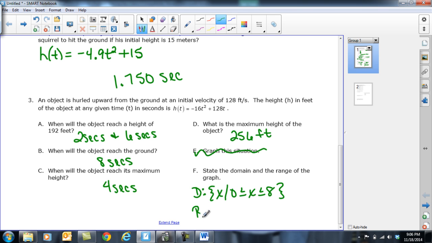My range is the y values, and so that's going to be from 0 because that's where we are going to start, all the way to the maximum height, which happened to be 256. And so that's my domain and that's my range. I didn't even have to have a picture of it in order to do that. I just knew that it started at 0, it hit the ground after 8 seconds, so there's my domain, and then my range, it started at 0 and topped out up here at 256, so there's my range.